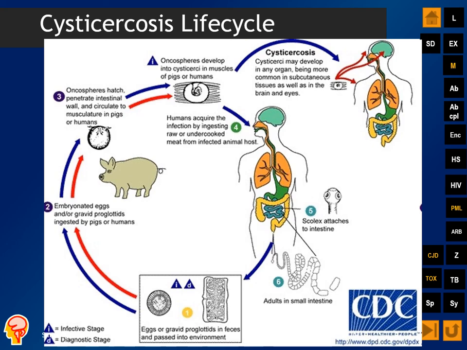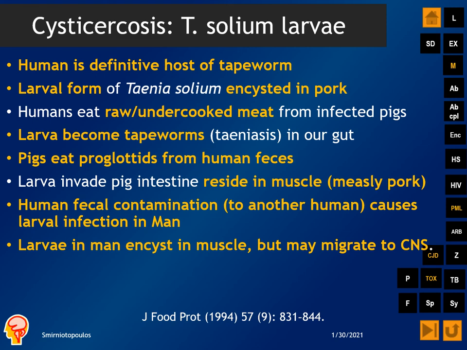So humans are the definitive host of the tapeworm. The larval form is encysted in the pork. If humans eat raw or undercooked meat, then we get the larval form in our gut, and then the larval form becomes the adult worm in our gut. However, if there is human fecal contamination to another human, then we're going to get the larval form in humans, and that will encyst in muscle, but may migrate to the central nervous system. So avoid eating poop at all costs.